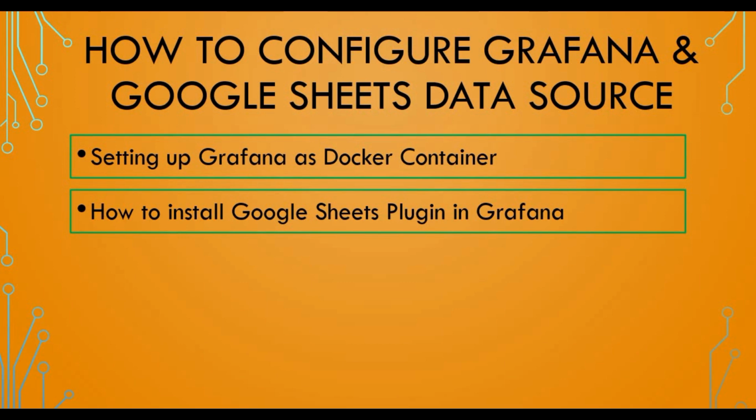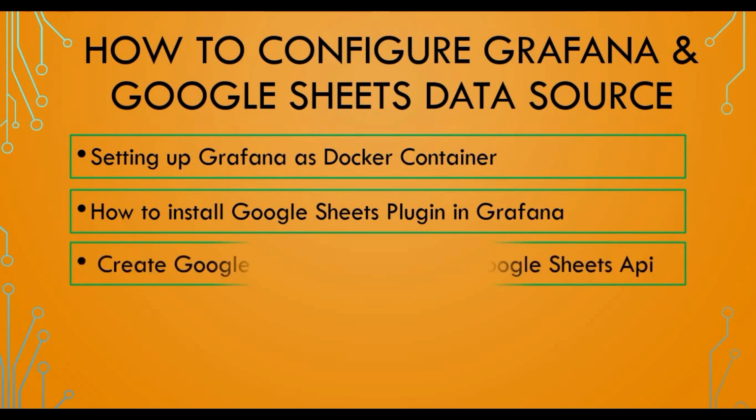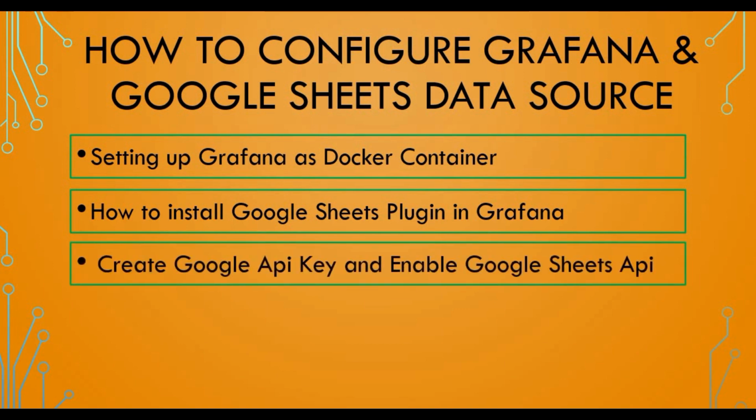And we will also show you the step by step process of how to install the Google Sheets plugin in Grafana. There are different ways: you can use the Grafana CLI to install the plugin, or you can add it as an environment variable when you create the Docker container itself, so the plugin gets installed by default. And we'll also have to create Google API keys in order to integrate Google Sheets with Grafana.